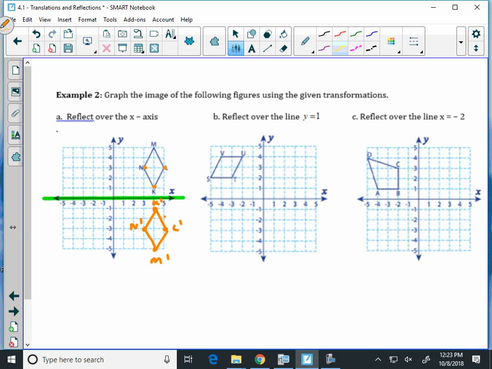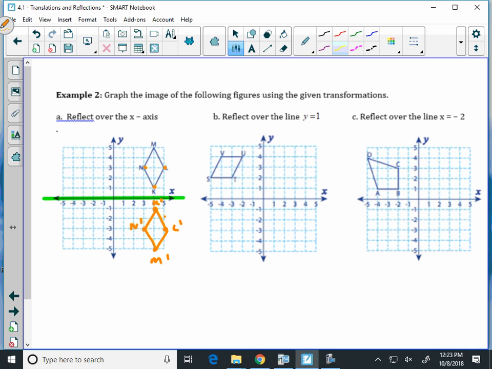There you go. They have opposite orientations. You can see M's pointing up, M prime's pointing down, and they're the same exact distance away from that line of reflection. So again, if you can count, you can do a reflection. Not that bad.